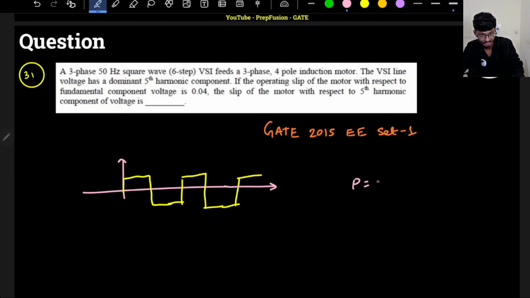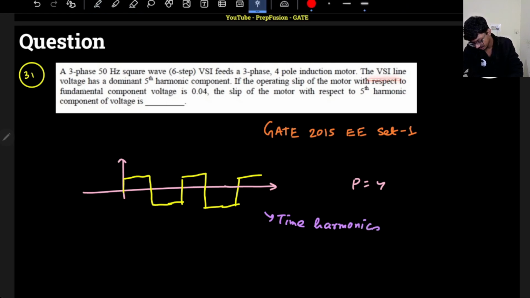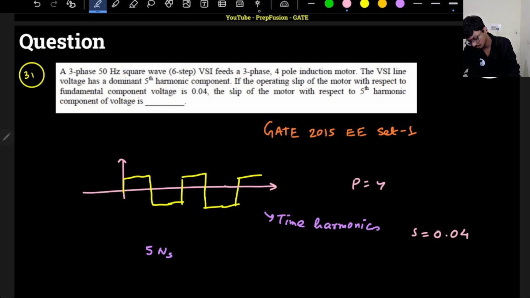So what kind of harmonics is this? Time harmonics, because now the harmonics are in the voltage supply. The VSI line voltage has a dominant fifth harmonic component. Okay, fine. So basically that fifth harmonic component will have a speed of 5 Ns. If the operating slip of the motor with respect to the fundamental component is 0.04, so normal slip, right, s equals 0.04, the slip of the motor with respect to the fifth harmonic component will be what?